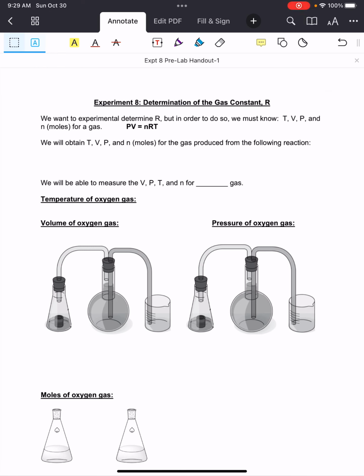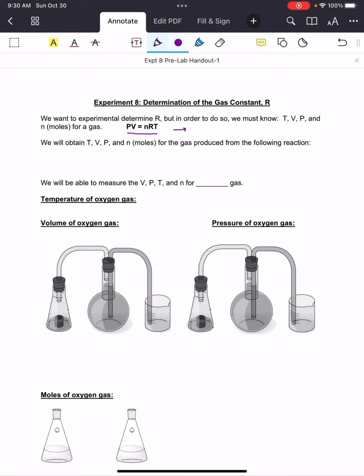In this video, we'll be going over some notes for Experiment 8, in which we're determining experimentally the value of the gas constant R. So we know when we're thinking about gases, we usually use the ideal gas law, which says that PV is equal to nRT, where P is pressure, V is the volume, n is the moles, and T is the temperature, all of the gas that we're interested in.